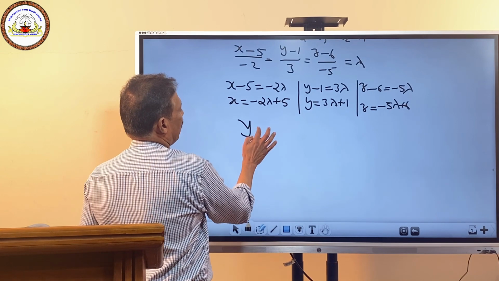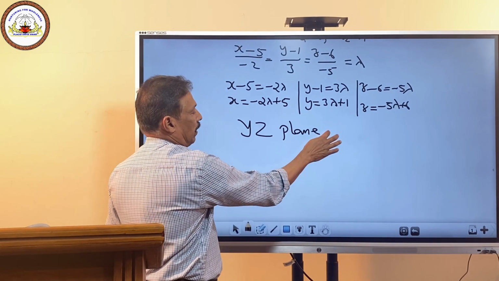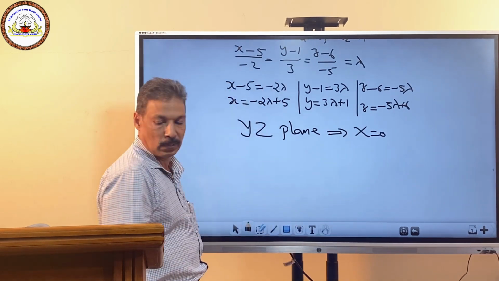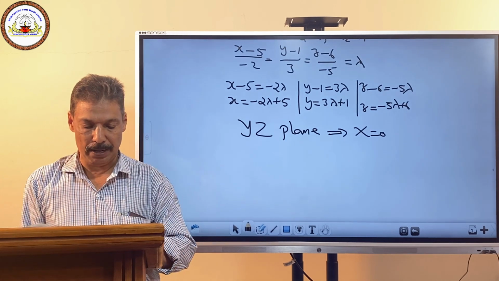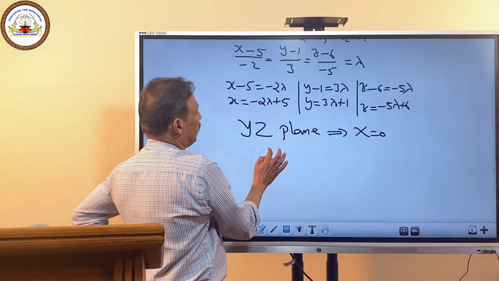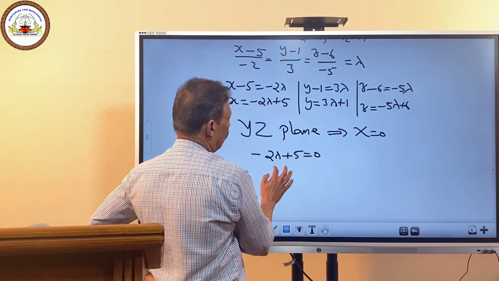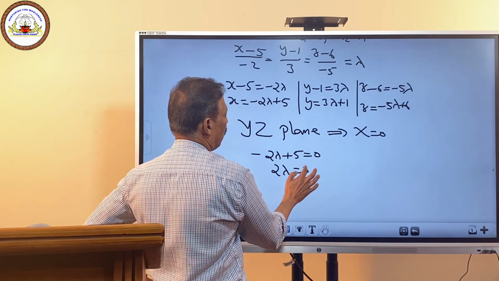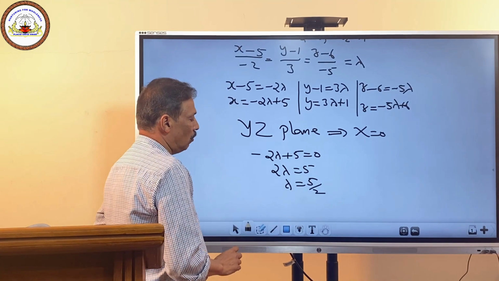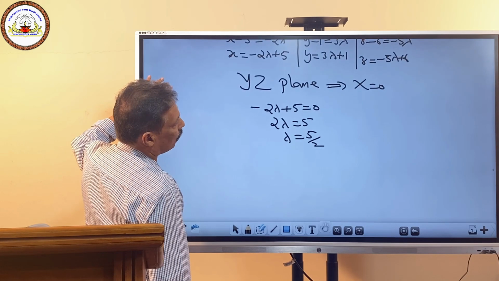It crosses the YZ plane. In the YZ plane, the x coordinate equals 0. So the line crosses the YZ plane means its x coordinate equals 0. Then here the x coordinate is -2 lambda + 5 = 0. That is 2 lambda = 5, so lambda = 5/2. So for the y coordinate, apply the value of lambda.